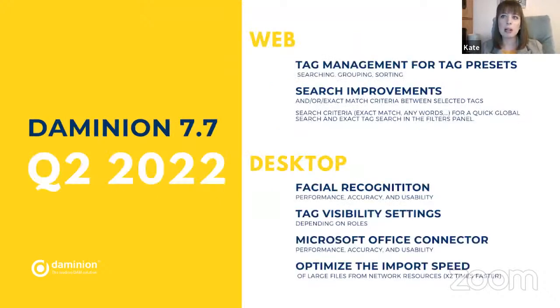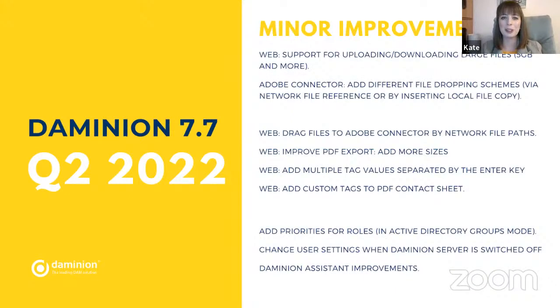Well, if we talk about our upcoming release, the next one that we are waiting for is going to be really soon, I believe in this month. And as for new features, we will get tag management for tag presets and search improvement in the web. As for desktop applications, our team has optimized the speed of import to make it even more reliable and faster for large files, and designed Microsoft Office connector and tag visibility settings. Moreover, we are working on small improvements as well, and you can see that we have really a lot of them in this list.